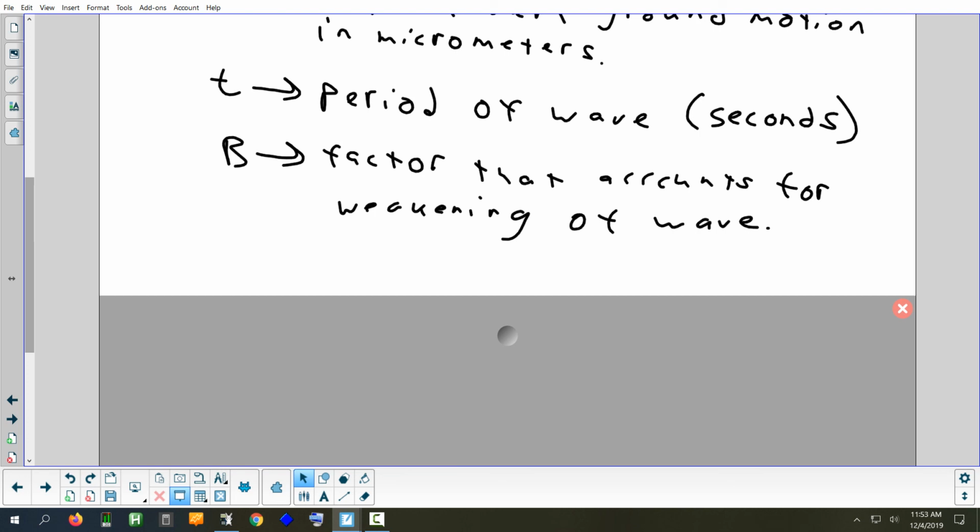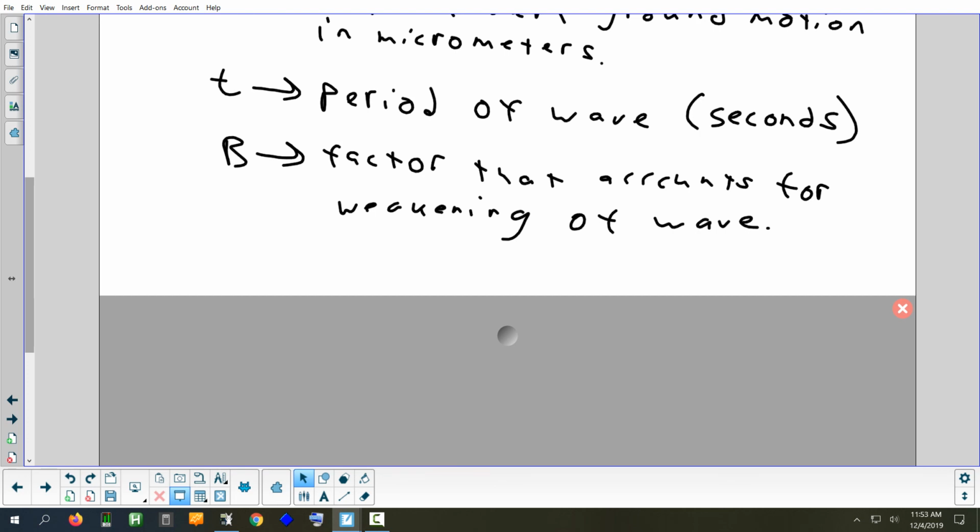So where the earthquake happens would make a big difference. Think about like if you drop a rock in a sandbox. Most of the energy of that rock is just absorbed right into the sand, and the wave doesn't spread out very far. Maybe a little bit, you get a crater, and that's it. But in water, the wave just keeps going for a while, because the water doesn't absorb the energy quite like the sand does. So B is a factor that accounts for how the wave weakens over time.